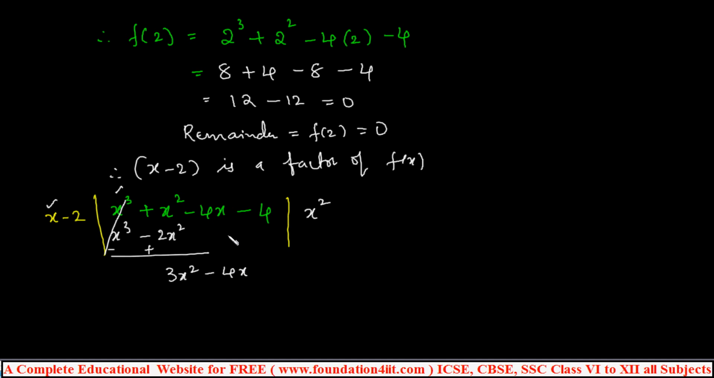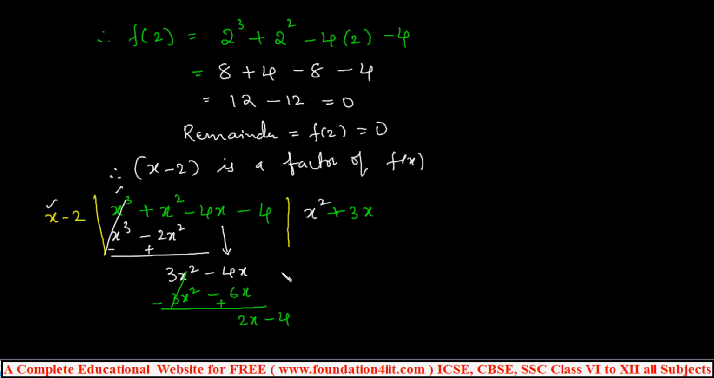Now the next term you can take down. Same rule you will apply: x into what is 3x square? That is plus 3x, right? Take this 3x and multiply again by x minus 2. So 3x square minus 6x. Again we are subtracting, so change the sign. Minus 4x plus 6x is 2x.